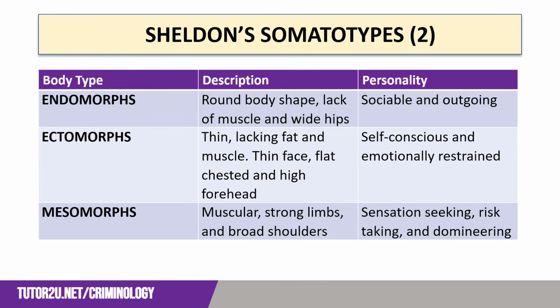The final category was mesomorphs, who appeared as muscular, with strong limbs and broad shoulders. These somatotypes were sensation-seeking and risk-taking, and displayed very dominant characteristics. These traits, Sheldon suggested, led them to commit more crime.